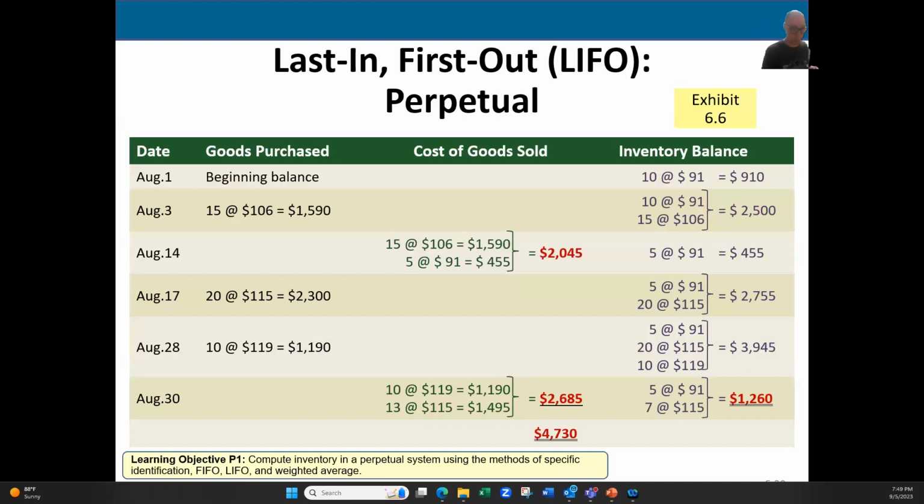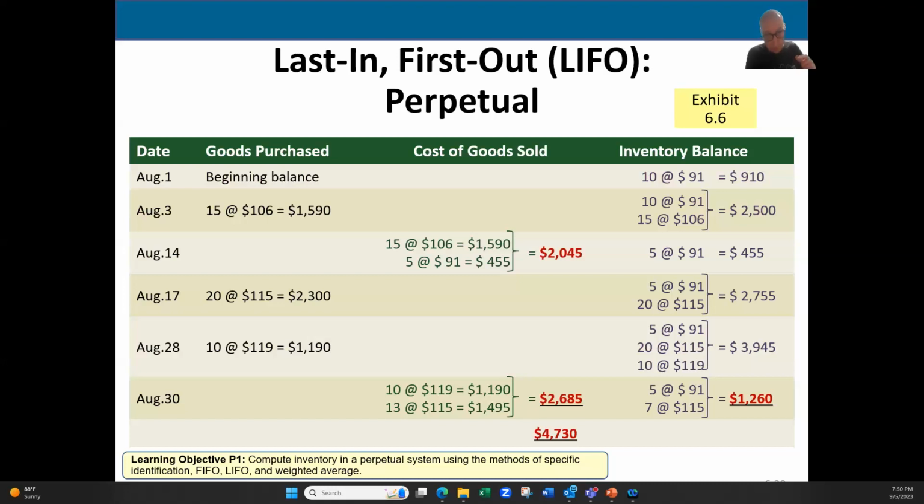August 30th, I sold 23 bicycles. Okay. Last in, first out. So the last purchases I had come in were 10 bikes at 119. So sell those first. Last in, first out. 10 at 119. It's 1,190 cost of goods sold.